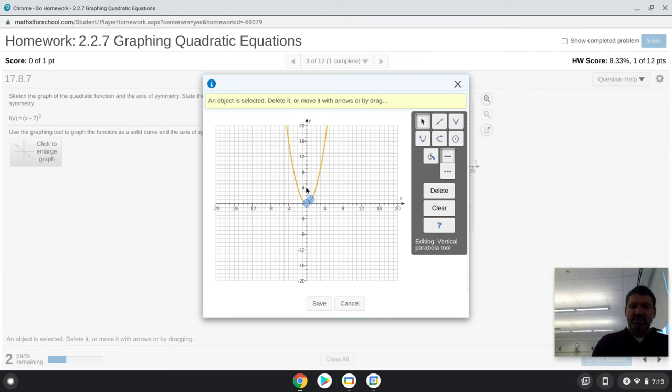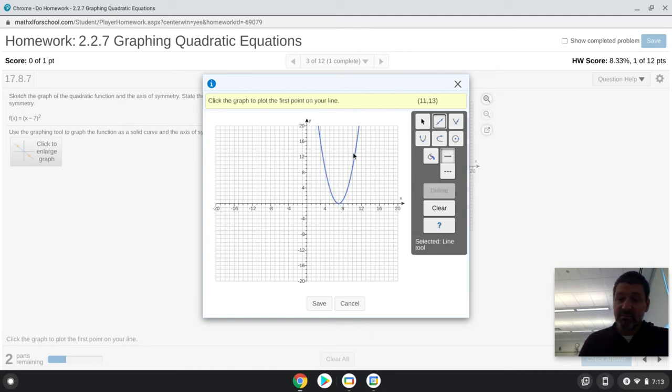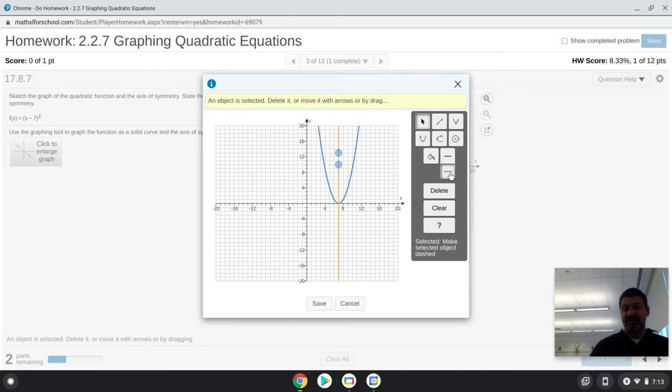Okay, so instead of moving down 7, since the 7 is inside the parentheses, I'm going to move 7 in the positive direction. If it were +7, I would move in the negative direction. And again, we can't forget to put our axis of symmetry in there, down the middle, and that has to be a dotted line because that's what the directions say.